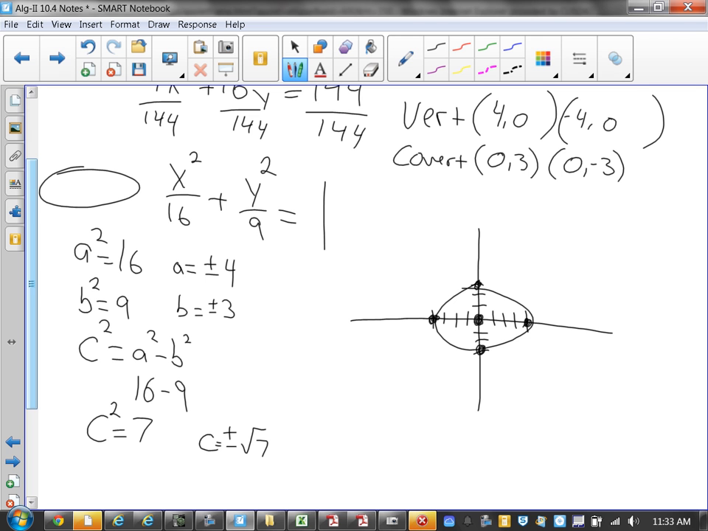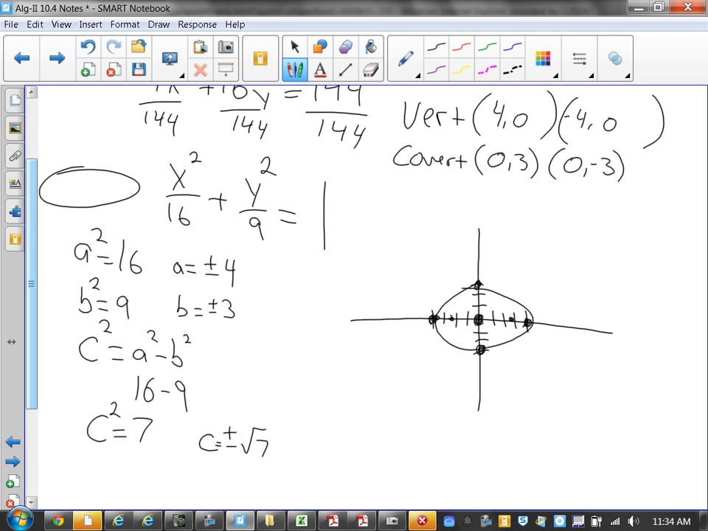Now for focus. The c value is the distance from that center to the focus. Do you agree? It's difficult to mark root 7, right? But can we all agree that the square root of 7 is less than the square root of 9, but it's bigger than the square root of 4? So where-ish is it? 2.5-ish? About here and here for my foci.